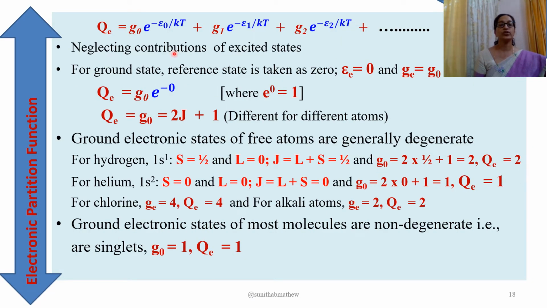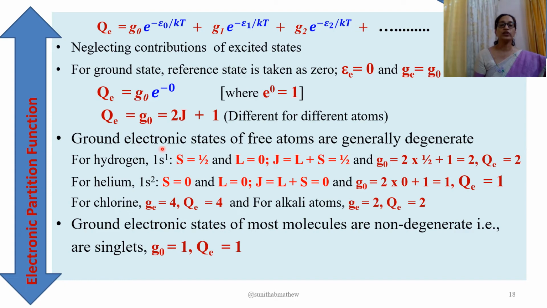So neglecting the contributions of excited states, we have electronic partition function Q_E is equal to g_0 e to the power minus E_0 upon kT. All these terms will be neglected. Now for ground state, if the reference state is taken as 0, E_0 will be equal to 0 and the statistical weight factor will be represented by g_0. So Q_E will be equal to g_0 e to the power 0, and e to the power 0 is nothing but 1. So we have Q_E is equal to the degeneracy of the ground energy level, which is given by 2J plus 1, which will be different for different atoms.